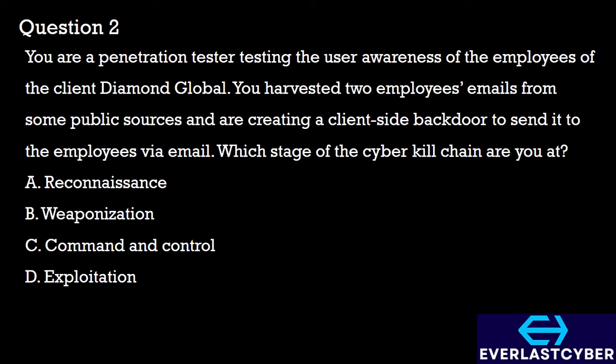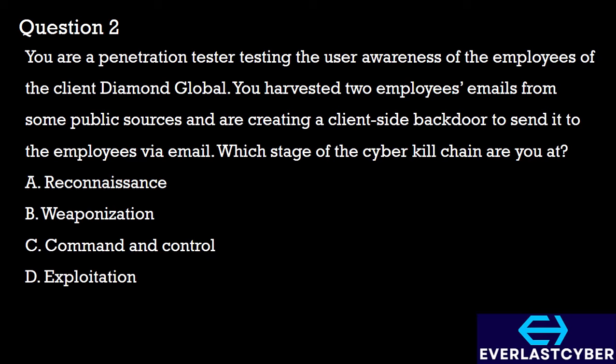Question 2. You are a penetration tester testing the user awareness of the employees of the client, Diamond Global. You harvested 2 employees' emails from some public sources and are creating a client-side backdoor to send it to the employees via email. Which stage of the cyber kill chain are you at? A. Reconnaissance. B. Weaponization. C. Command and control. D. Exploitation.